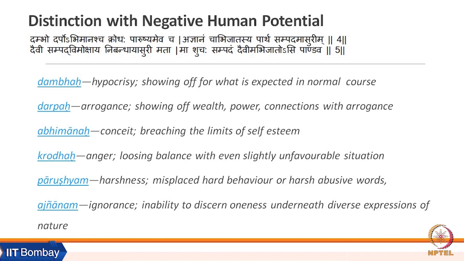So, in order to understand the positive potentialities of the human being, we also need to understand the negative potentialities or negative properties. These negative properties are called Asuri Sampada. Why is it called Asuri Sampada? The word Asuri comes through two roots. Actually, we can understand Asur in two ways.